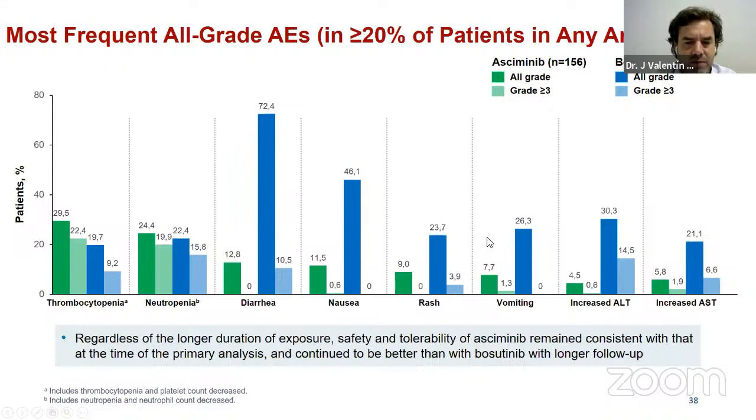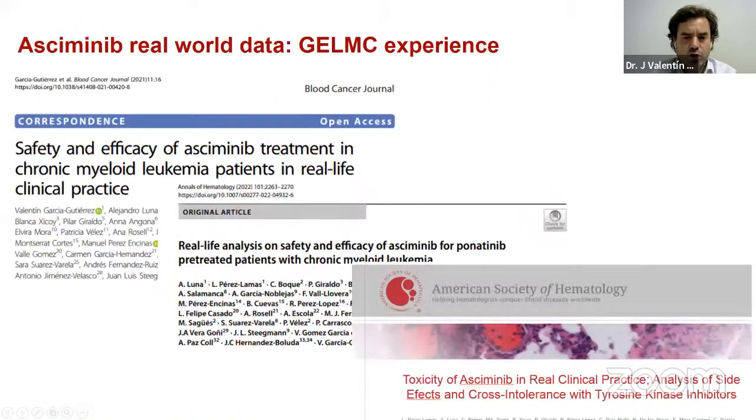The probability of adverse events is very infrequent with asciminib, and we can see how the probability of suffering adverse events is much higher with bosutinib. We also have experience with the compassionate use program that Novartis started worldwide, and in our Spanish CML group, we have published different papers showing that the results in the so-called real-world studies are similar to the clinical trial.